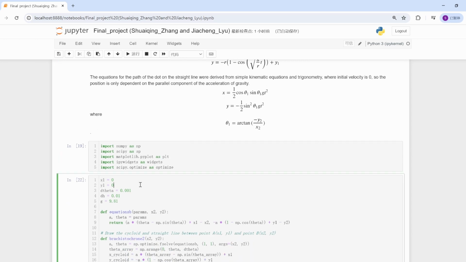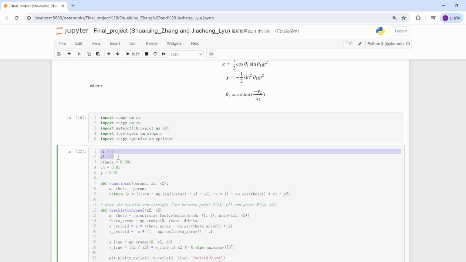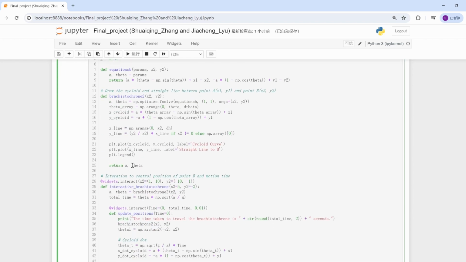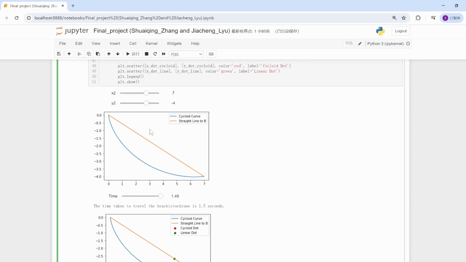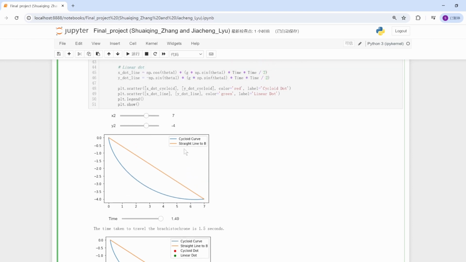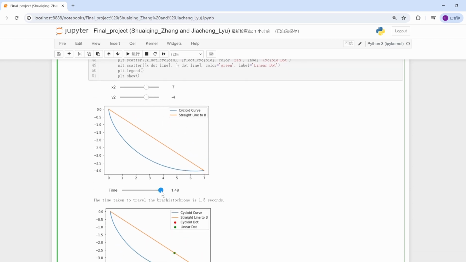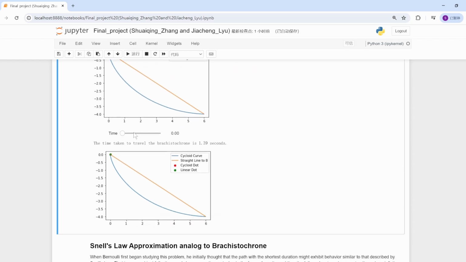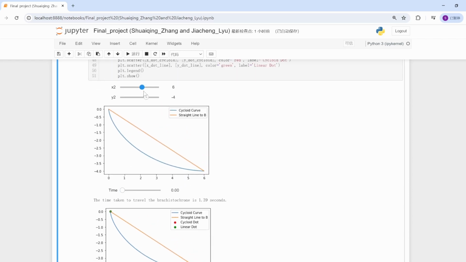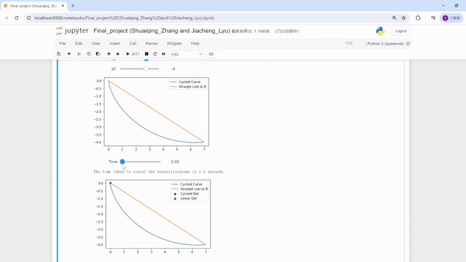We set the starting point at (0, 0), where the endpoint can be adjusted by interactive buttons. Here is a comparison of the straight line and cycloid first. Below are the positions of two objects at the same time on the straight line and cycloid respectively. Here we change the coordinates of the endpoint to see the simulation effect. We can find that the point on the cycloid always reaches the endpoint first.